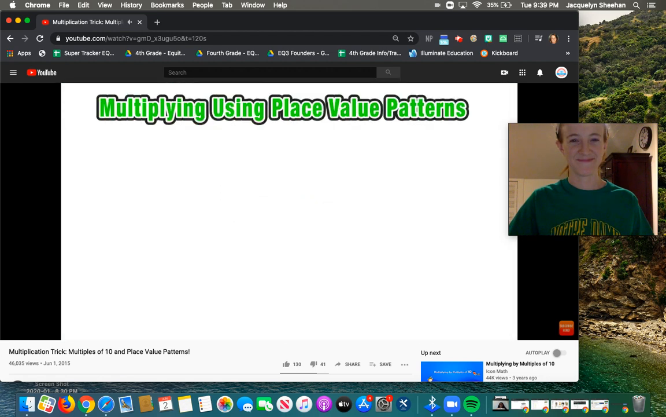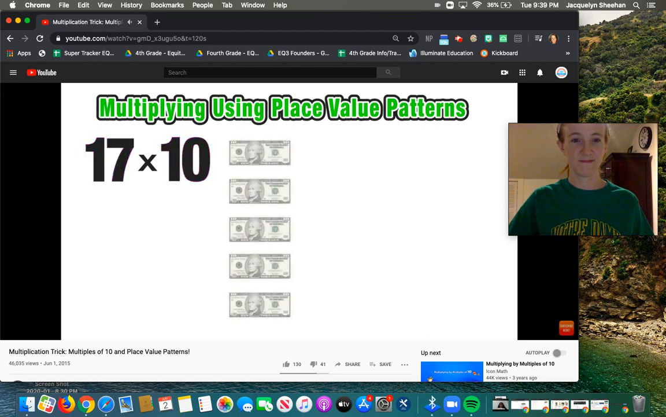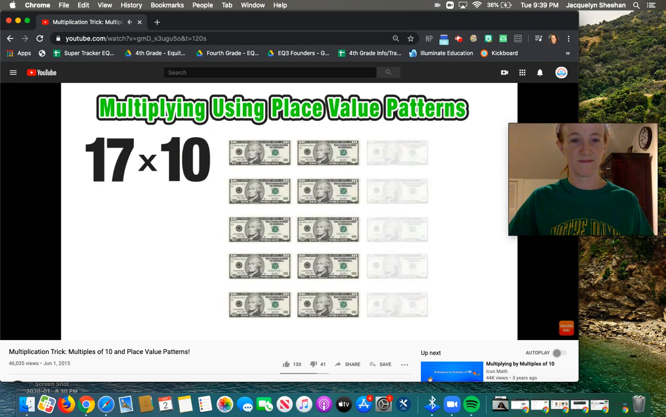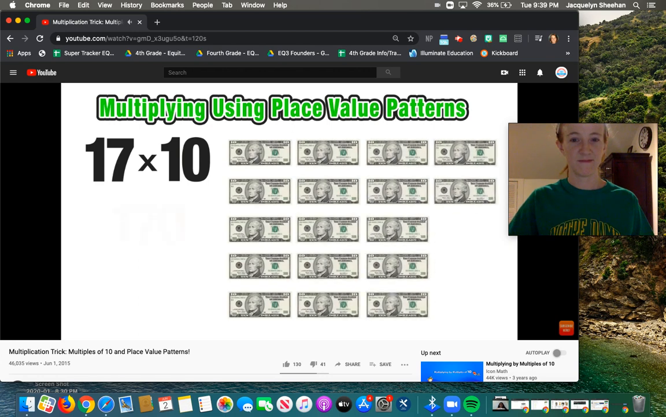So let's go ahead and start our first example where we want to multiply 17 times 10. Now, we can think of this as laying out 17 $10 bills and figuring out how much money that would be. So 17 tens would equal 170.